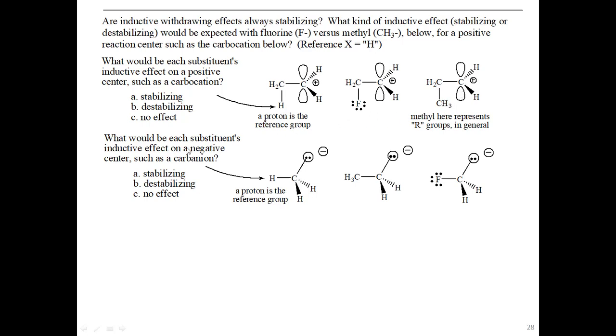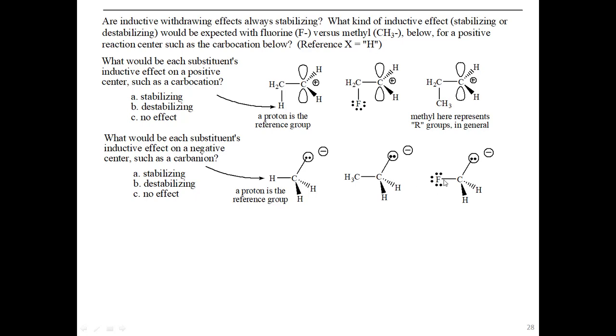Now what if instead we had a carbanion like this? So again, our reference point is a hydrogen. When we make the changes, are they going to be stabilizing, destabilizing, or no effect? So if I take this hydrogen and put a methyl here, a methyl is going to push electron density in towards this carbon, which already has too much electron density. So that inductive effect should destabilize this.